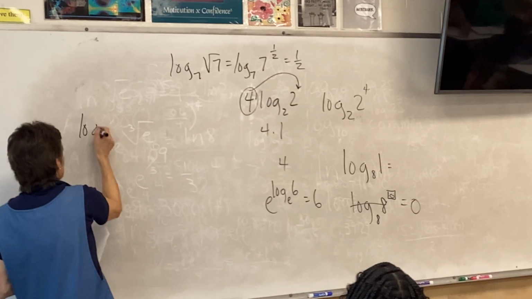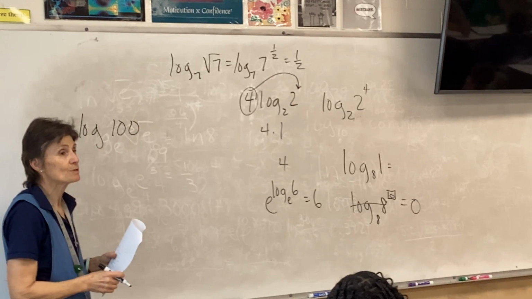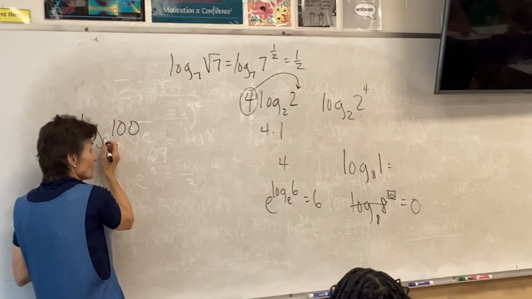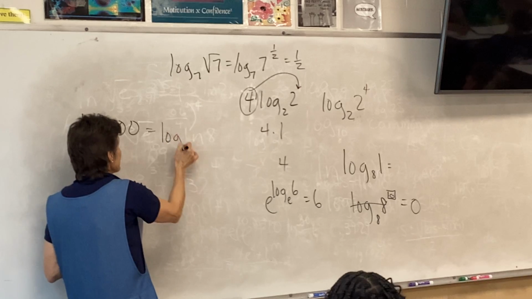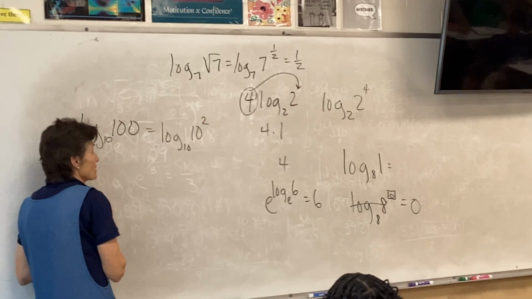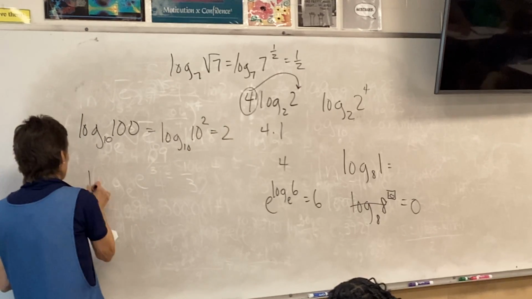Log of 100. I heard some 2s. If you thought 2, you're right. What's the base when none is written? 10. And 100 is 10 squared? So the answer is 2. Very, very good.